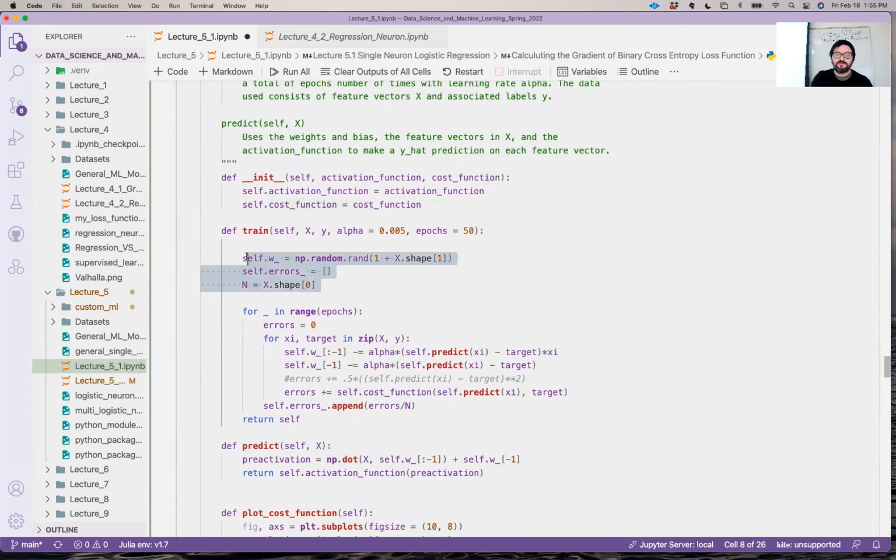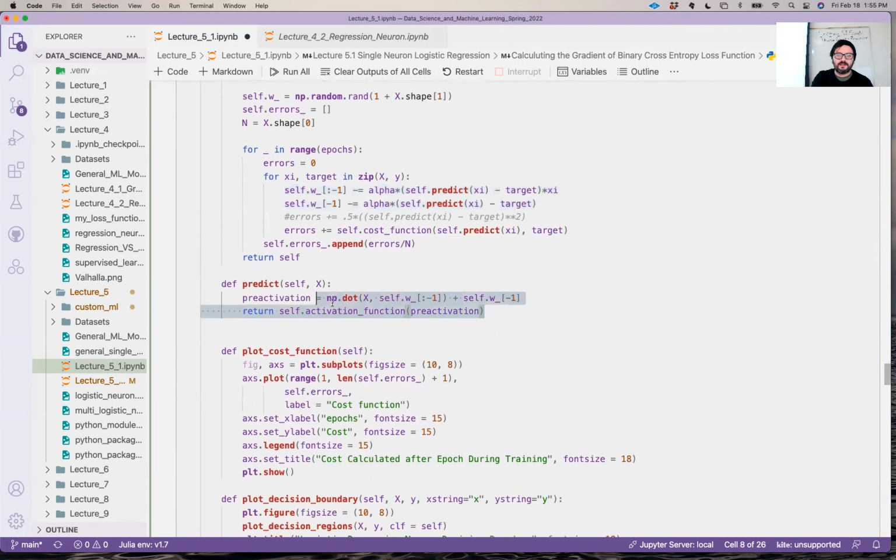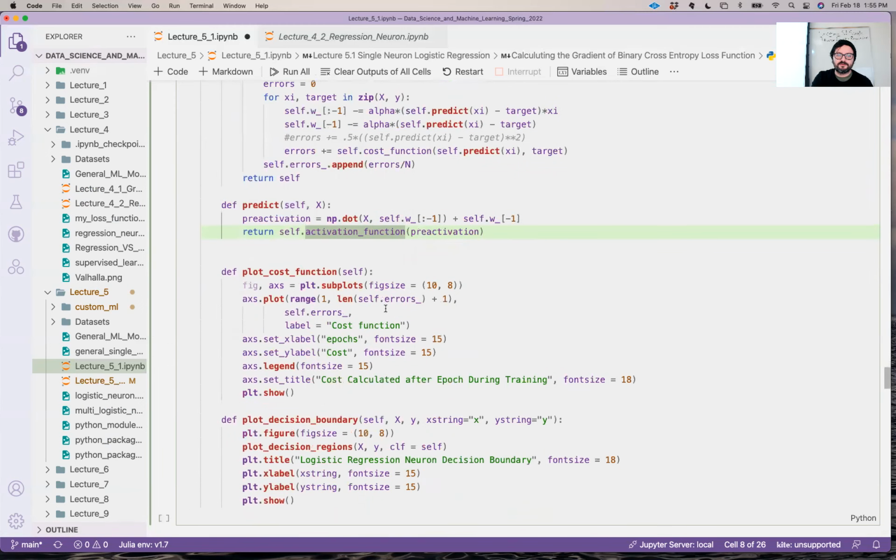Okay, so train, we've gone over this before in a previous class. We pass in features, labels, a learning rate, number of epochs. And then the update is the same regardless of whatever model we're doing. Okay, then I have predict using my activation function.